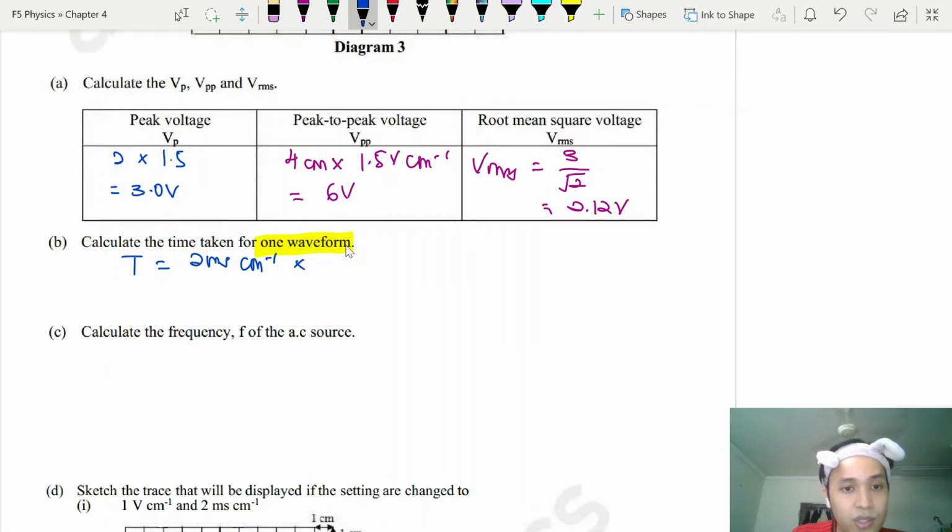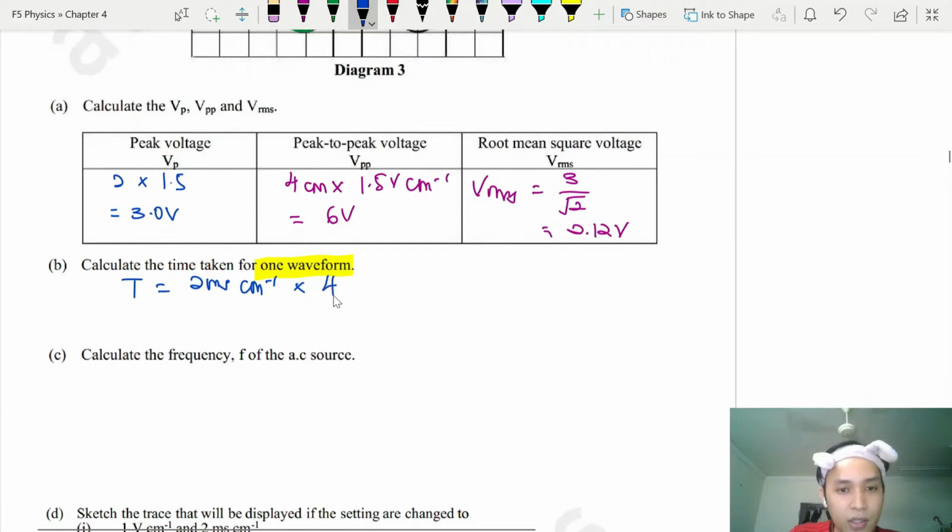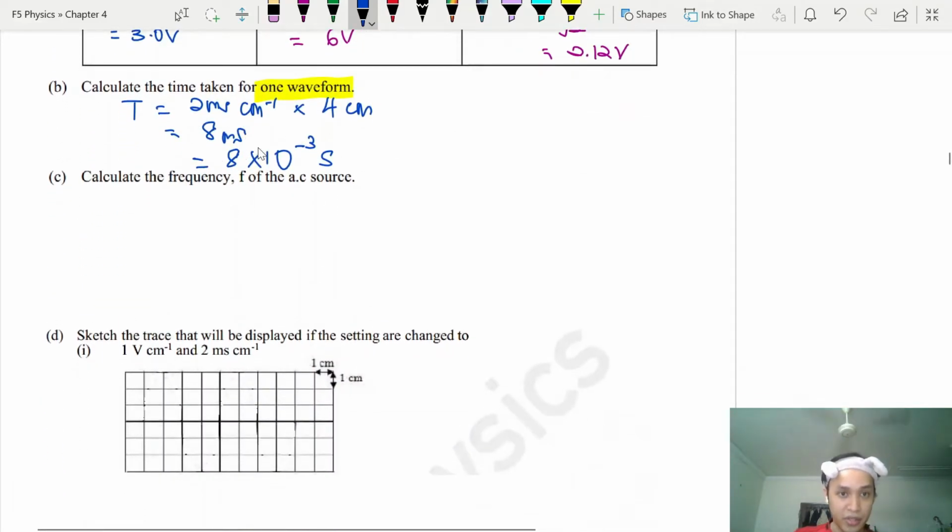Okay, multiply by the total length, or the total boxes that you have. So 1, 2, 3, 4. Each square is 1 centimeter. Alright, so you are going to get 8 milliseconds. If I convert into seconds, this will be 8 times 10 to the power of minus 3 seconds. So this is your period.